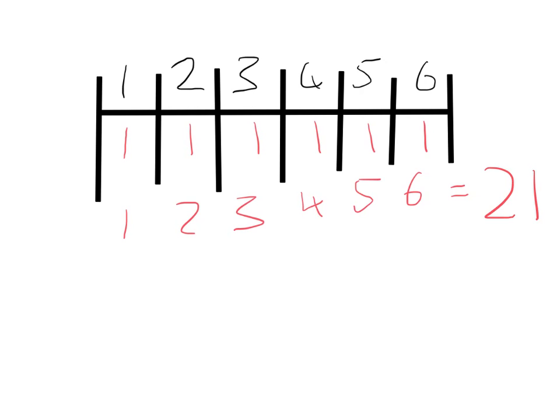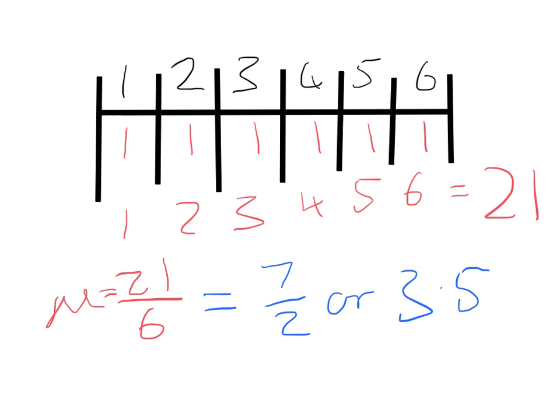So our mean is going to be 21 over 6, which is going to cancel down to 7 over 2, or 3.5. Now, where did the 7 over 2 come from? Well, if you look at it, 1 and 6 add to 7, 2 and 5 add to 7, and 3 and 4 add to 7. And so the average is just going to be those pairs, halved, because we can pair them all up. Now, because it's uniform, that's actually going to always end up working.